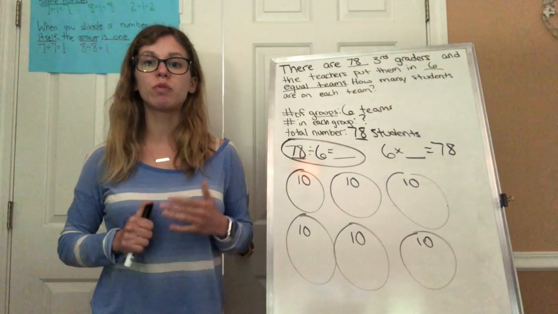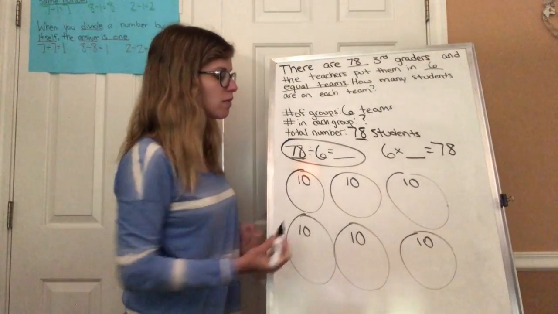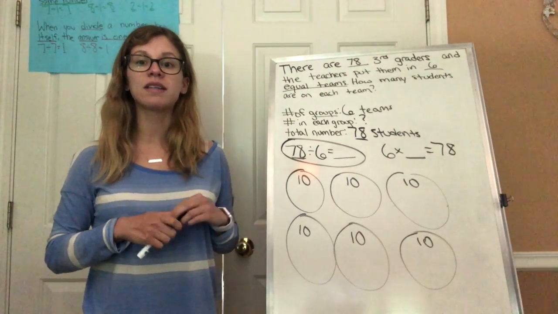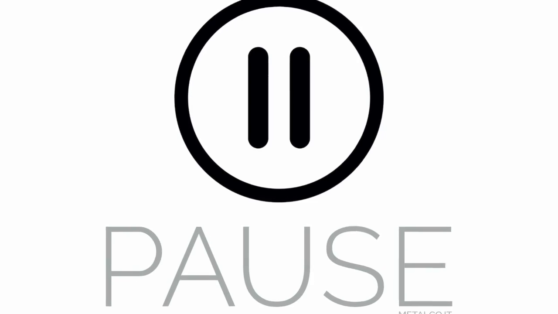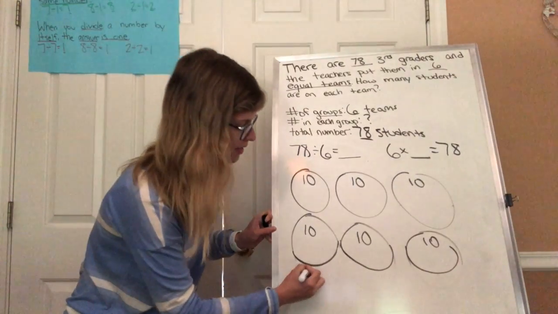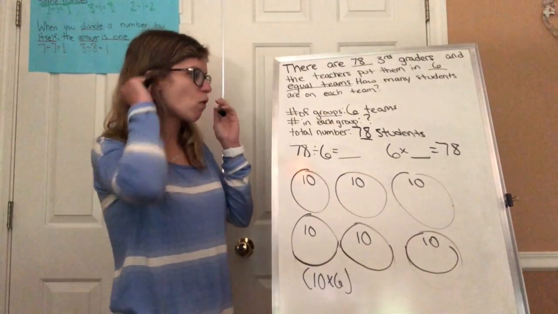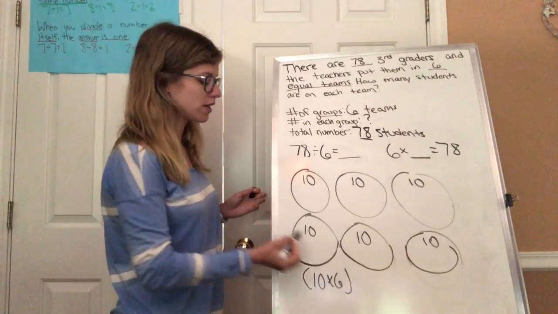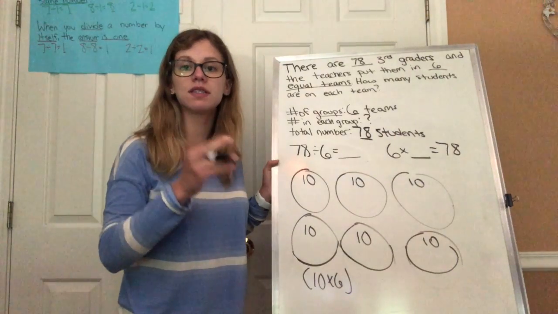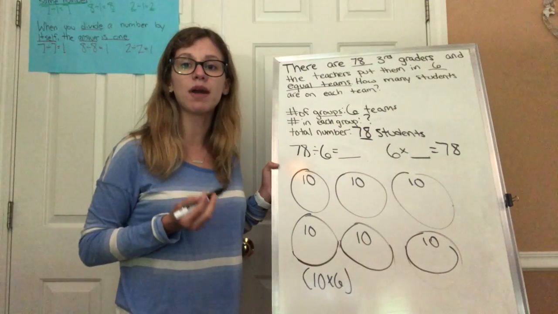So now what I want you to do is pause me and think. I just did 6 times 10, so 10 6 times. Now what am I going to have to do to get to 78? I'm at 60. So I already did 10 times 6. Now I need to think about what else can I do. I need to get from 60 to 78. And so 78 minus 60 is 18.